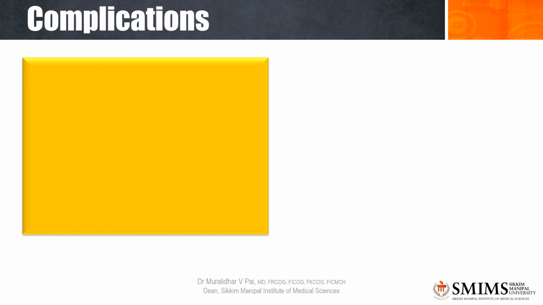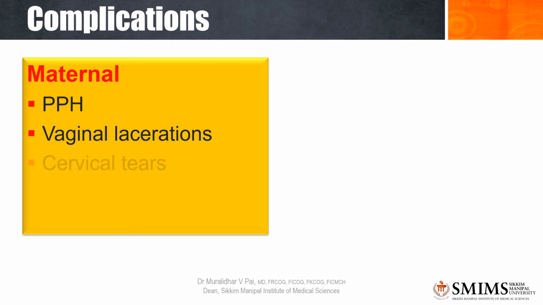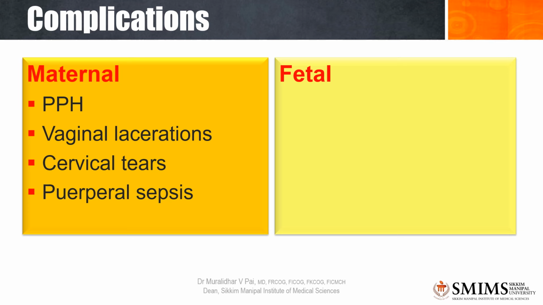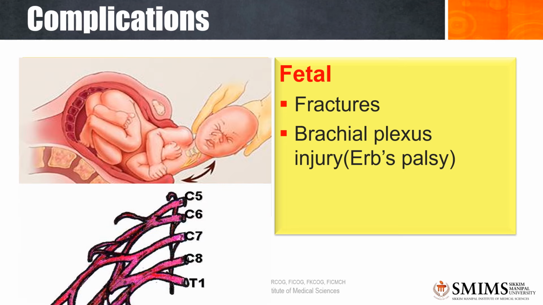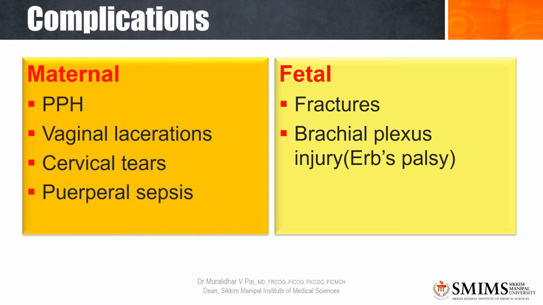The maternal complications of shoulder dystocia include postpartum hemorrhage, vaginal lacerations, cervical tears, and puerperal sepsis. The fetal complications include fractures, brachial plexus injury, for example, Erb's palsy, due to the dragging on the neck, asphyxia, and even death.